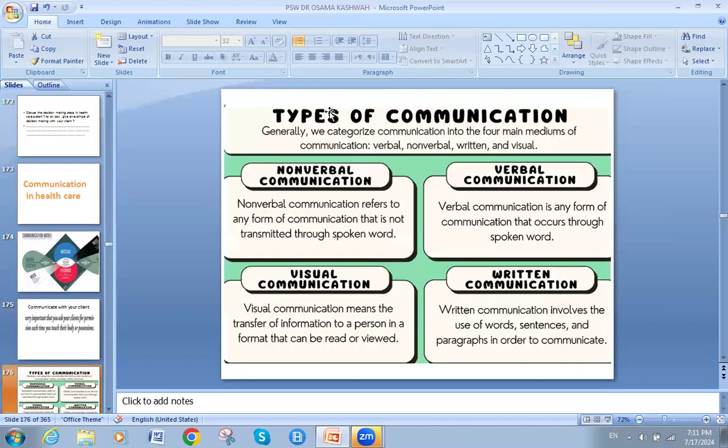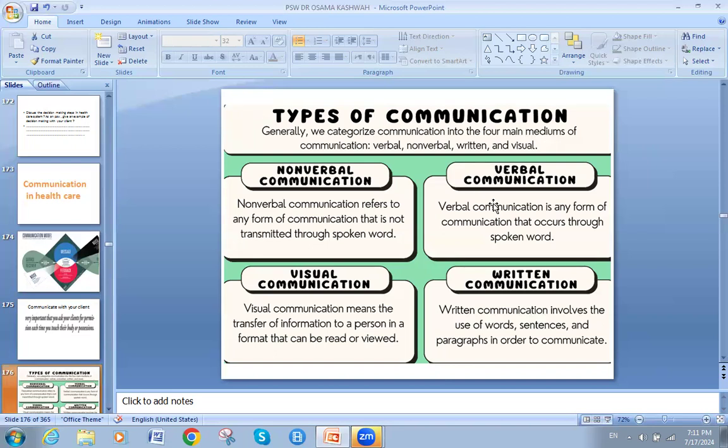Okay, so we have types of communication. You guys know this, we always talk about it, types of communication, and everywhere here in Canada, in every course and every class, you will find this topic, types of communication is always there. So we have non-verbal communication and we have verbal communication. We have visual communication and we have written communication.